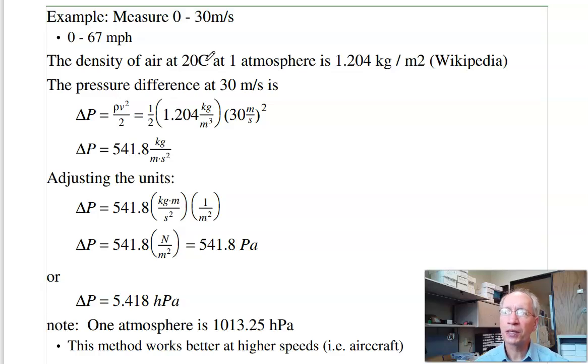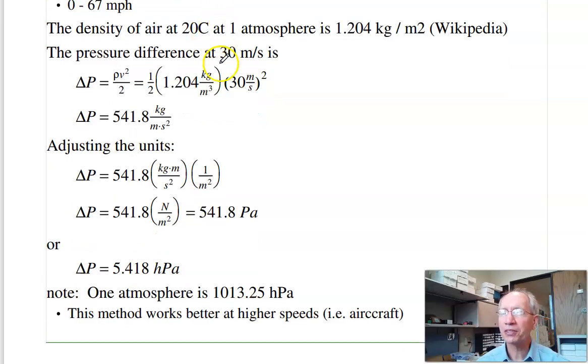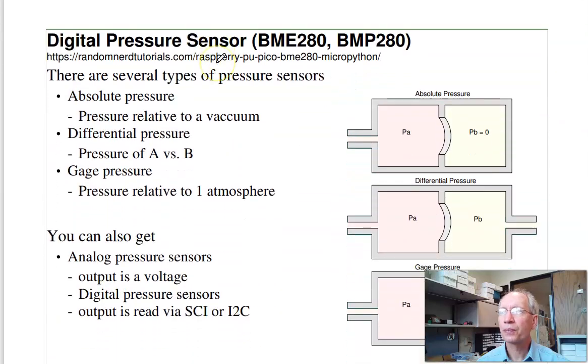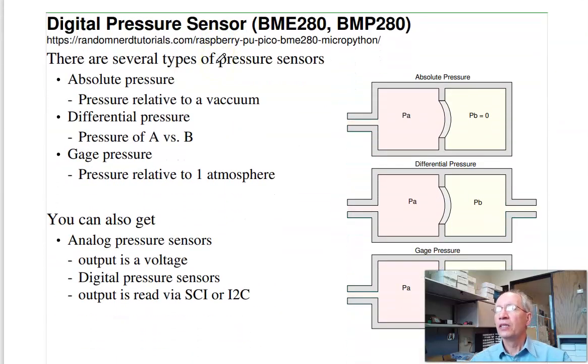This actually works better at higher speeds. It's why it's used in aircraft, not cars. But it does give you a measurement, and it's better when you get faster. So that's some ways to measure wind speed.